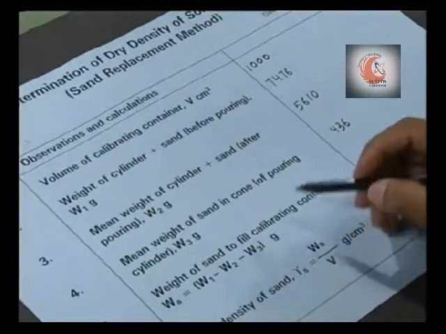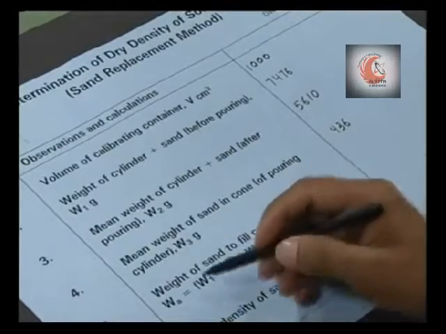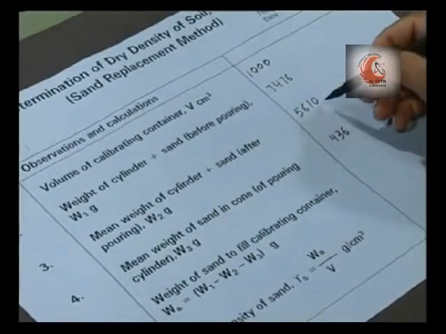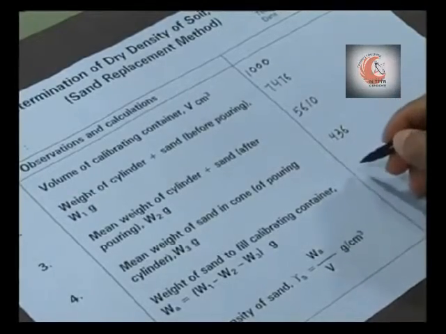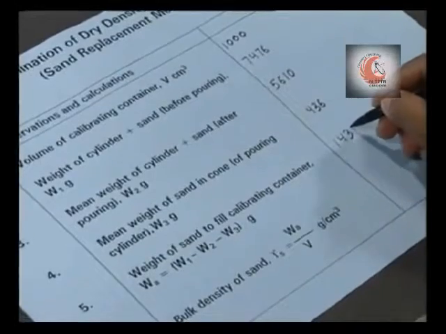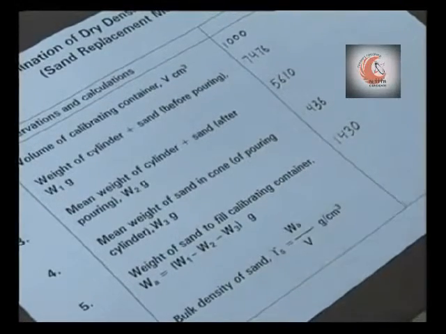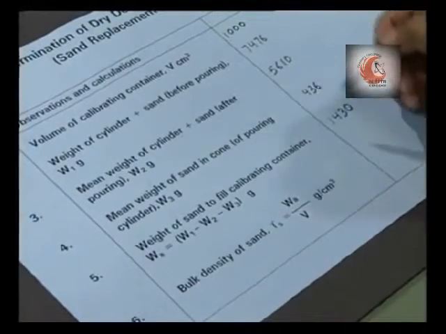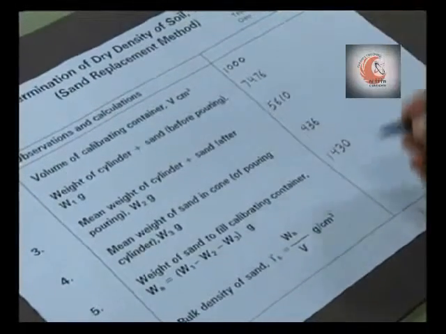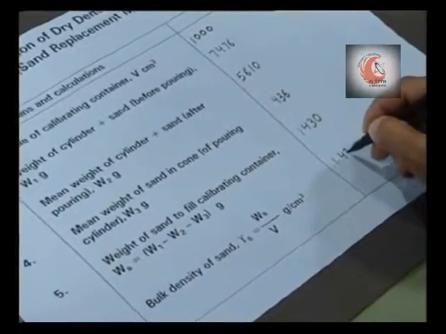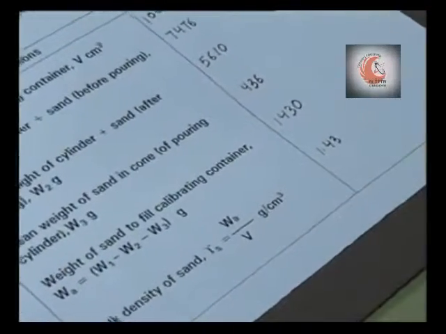Weight of sand to fill the calibrating container, that is WA, is the difference of W1 minus W2 minus W3. Bulk density of sand is the ratio of weight per unit volume. So in this case it is 1.43 gram per centimeter cube.